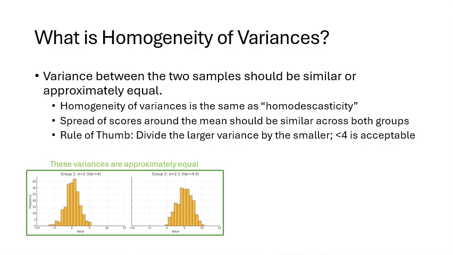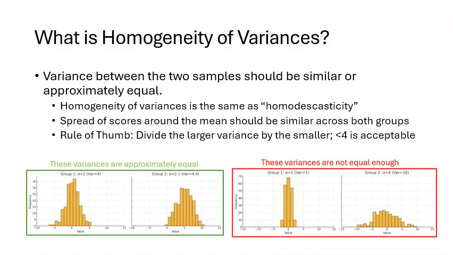We could check it with our rule of thumb and take the variance for this second group, 4.4, which is the larger of the two, and divide it by 4, which is the variance for the smaller of the two groups, and we'd get a quotient of around 1, which is lower than 4, so that would be okay.